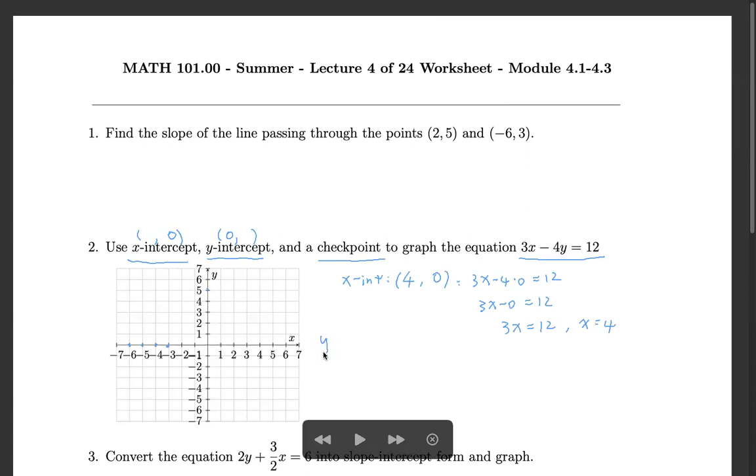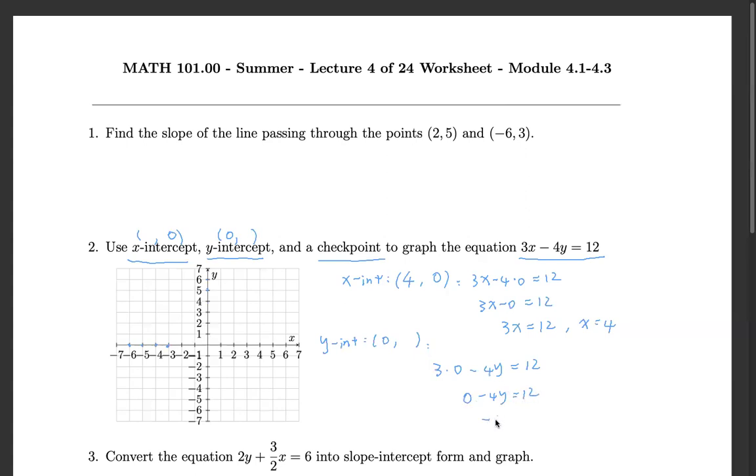Now let's check the y-intercept. Y-intercept means x value is 0. So we have 3 times 0 minus 4y equals 12. 3 times 0 is 0. 0 minus 4y equals 12. Well, 0 is nothing, so just -4y equals 12. Divide by -4 on both sides, so y equals -3. So the y-intercept is (0, -3).